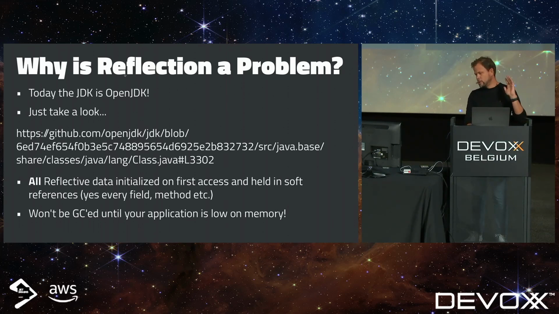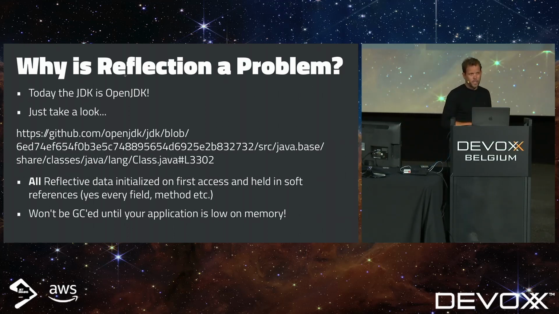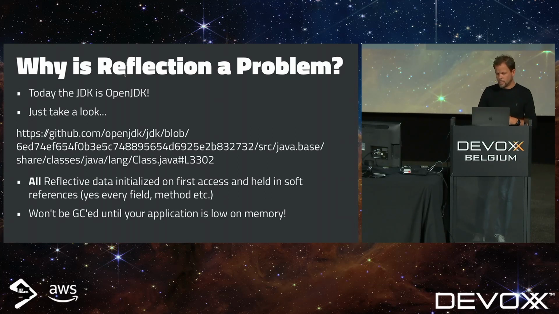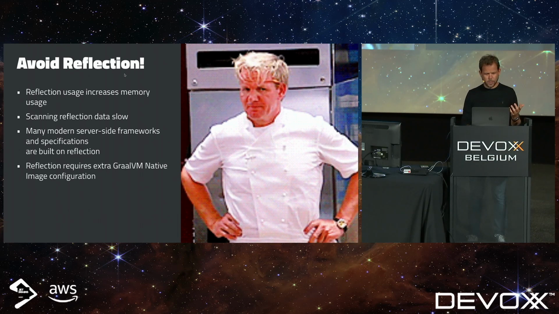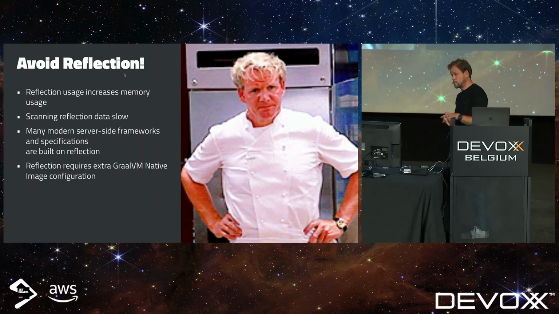So I'm not going to. I already explained why reflection is a problem, but if you want to reference it, the JDK today is OpenJDK, so it's all on GitHub. Do go ahead and check it out. You can see that in the source code for java.lang.Class, when you access reflective data, it gets initialized and stored inside of a soft reference, all of the reflection data for all of the class. That's kind of wasteful, right, from the perspective of memory consumption. So in general, if you can avoid reflection, you can keep memory consumption lower.